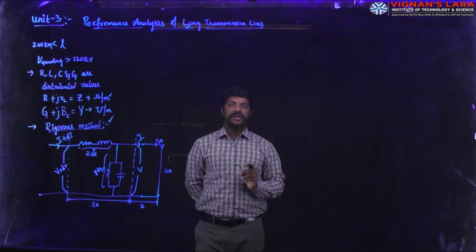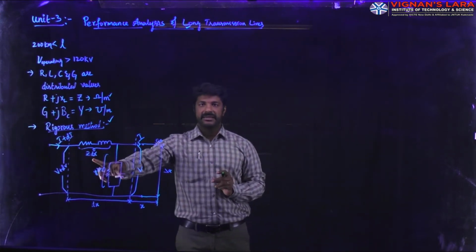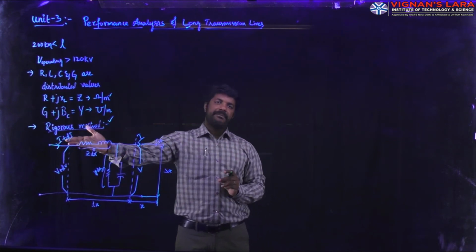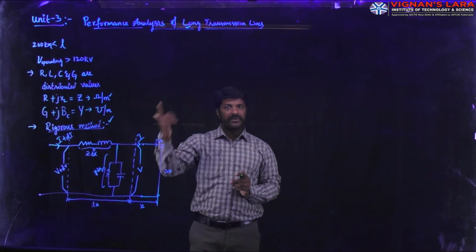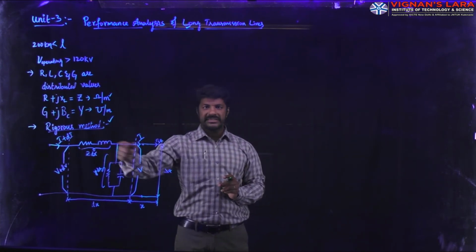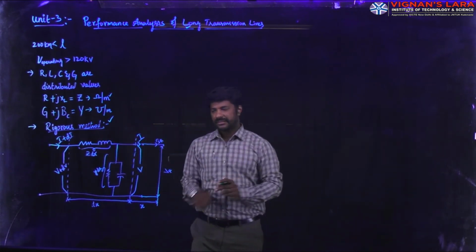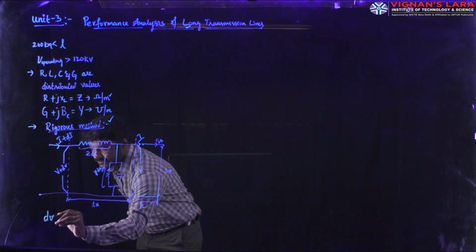Always the voltage drops are due to the series impedance. What is that series impedance? ZDX. How much current is it carrying? Before the sectional length, the current is I plus dI, which will be converted as I. So that amount of current I will be passing through this series impedance of ZDX. Then the voltage drop is called dV.